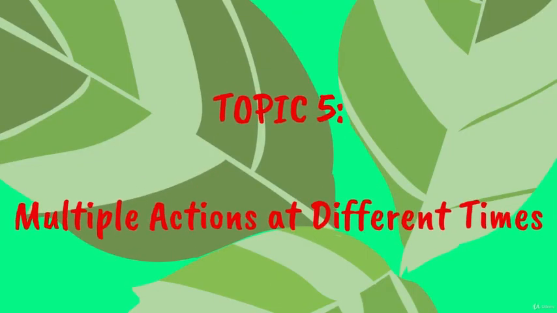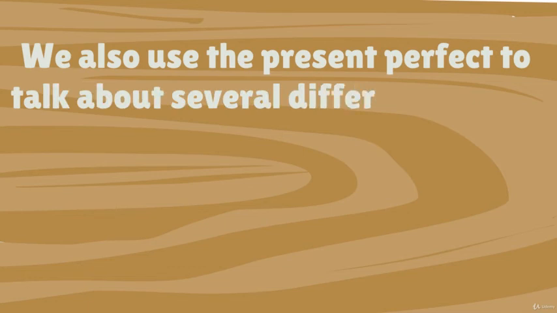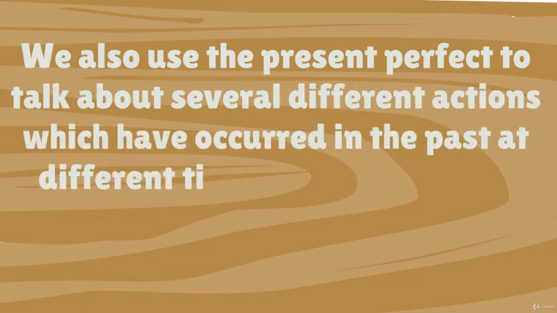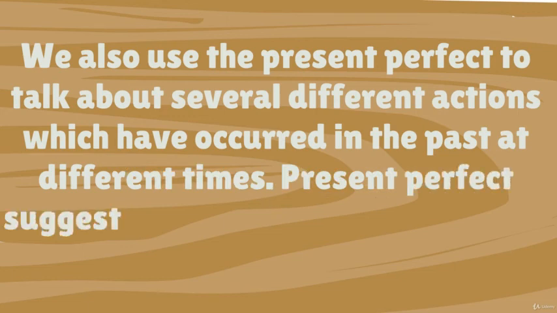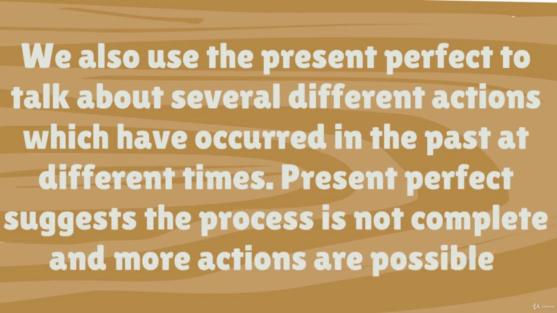Topic 5. Multiple actions at different times. We also use the present perfect to talk about several different actions which have occurred in the past at different times. Present perfect suggests the process is not complete and more actions are possible.